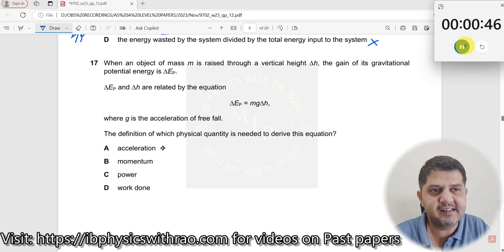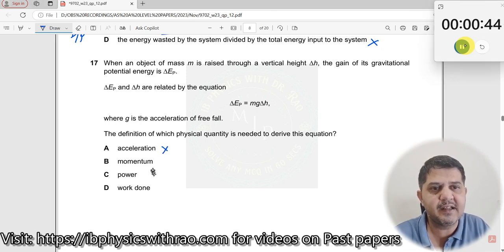Okay, so is acceleration required? No, acceleration is not required. Then momentum, is it required? Momentum is also not required to derive this. Power is also not required. Work done is very much required. Why? How do you derive this equation?